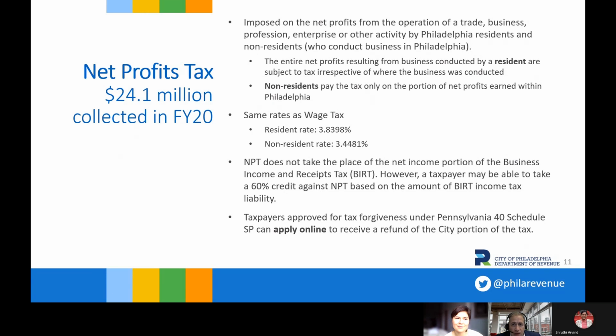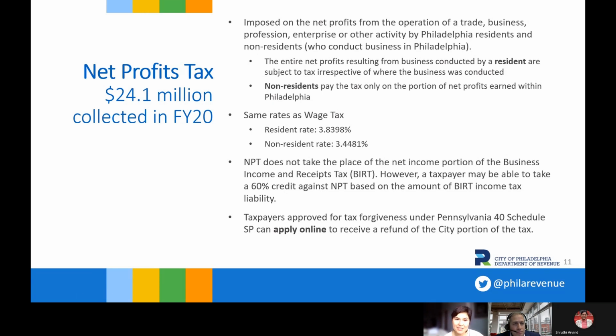So when you're doing the calculation, a taxpayer may take a credit against the net profits tax, which is equal to 60% of the business income and receipts tax on net income, because there are two components to the business income and receipts tax, which we're going to talk about in a minute.